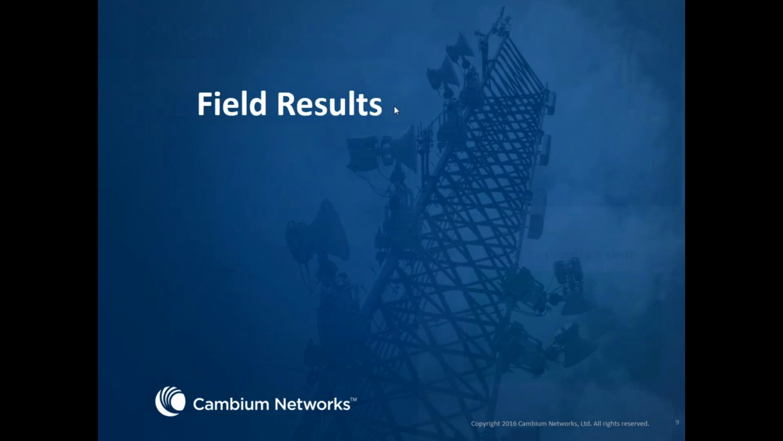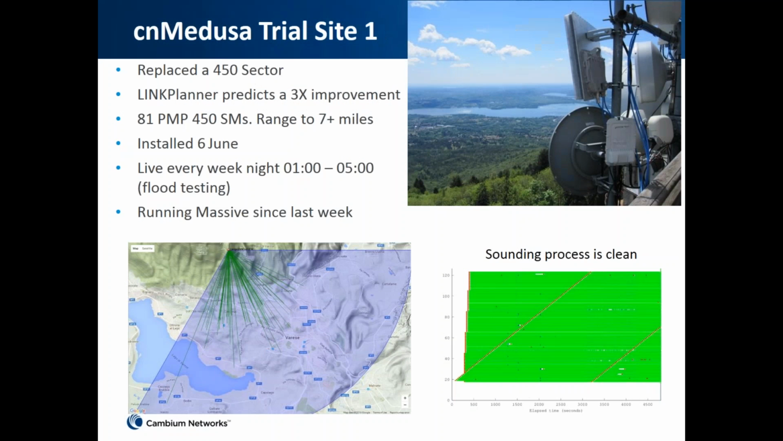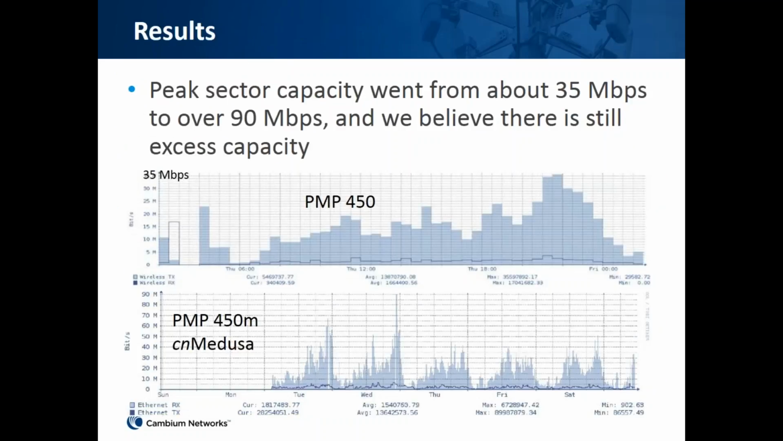So I just want to share a couple of field results with you. I've presented this on a past webinar, so if you've seen it, it may be a little bit redundant, but if you haven't seen it, it's pretty amazing results. We replaced a 450 sector. This was early on. Link Planner was predicting about a 3 times improvement. It's a sector of about 81 subscribers, out to about 7 miles or so. And it's been running in what we call Multiuser MIMO mode for quite some time.